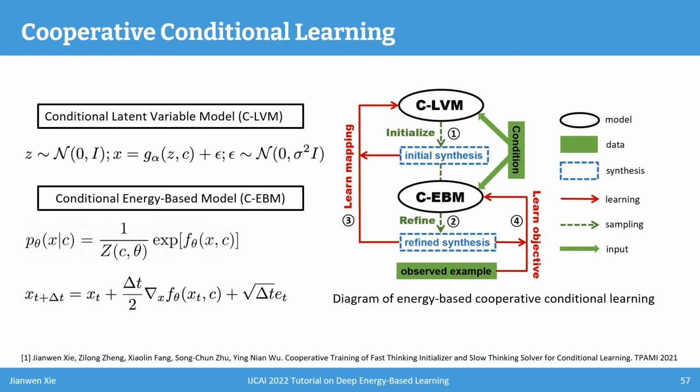The two conditional models are trained jointly in a cooperative manner, where the conditional generator serves to initialize the sampling process of the conditional energy-based model, while the conditional energy-based model refines the initial synthesis by an iterative algorithm. The conditional EBM learns from the difference between the refined synthesis and the observed examples, while the conditional generator learns from the difference between the initial synthesis and the refined synthesis.